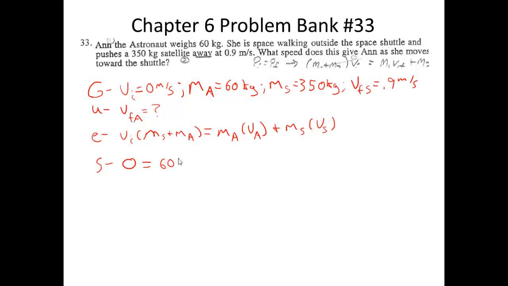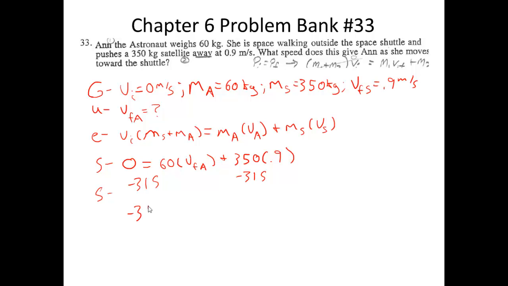60 times v sub fa plus 350 times 0.9. Running some calculations, we see that 0.9 times 350 is 315. So we subtract 315 from both sides.